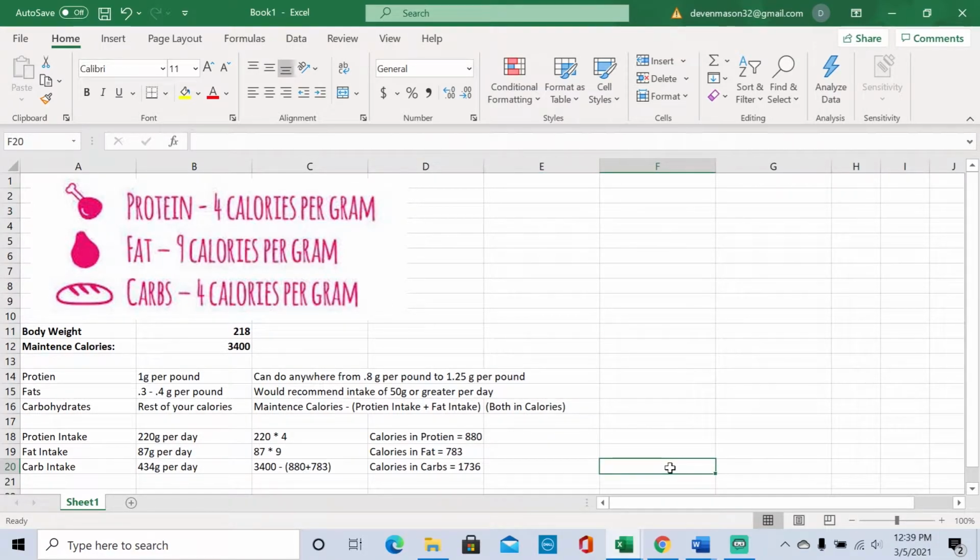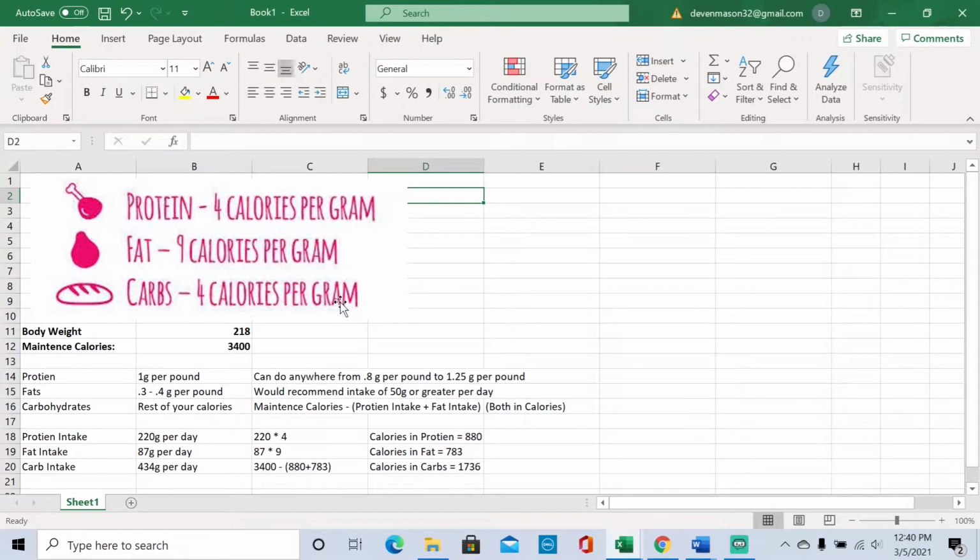A couple of things that I need to make you aware of, if you're not already, are the different macronutrients and the calories per gram that they have. Your proteins will have 4 calories per gram, and your carbohydrates will also have 4 calories per gram. The fat is the only oddball out in the macronutrients with 9 calories per gram.